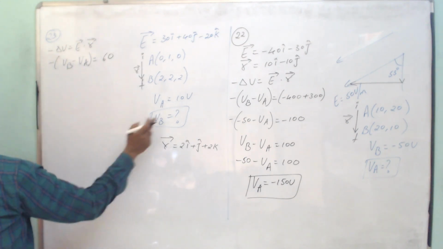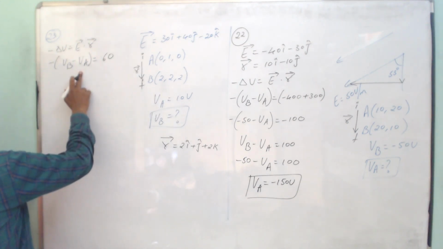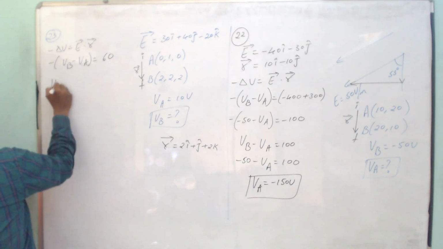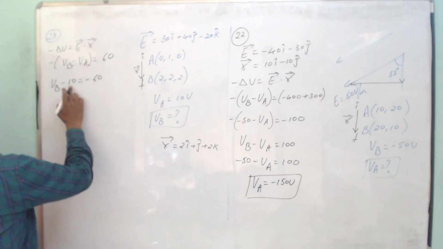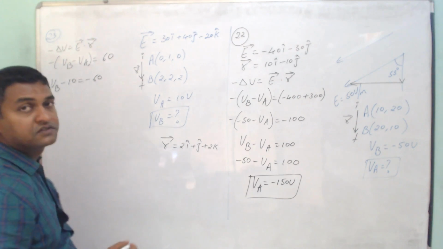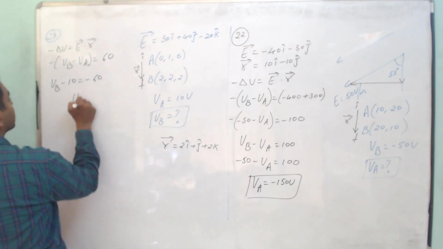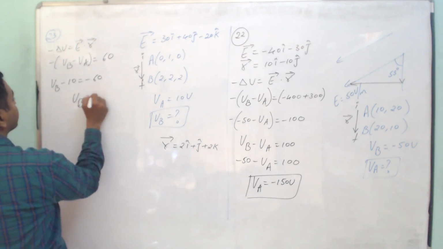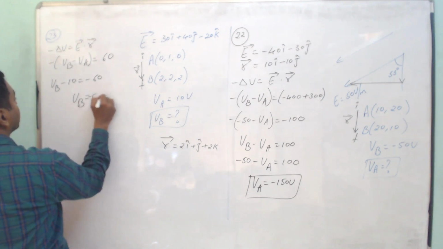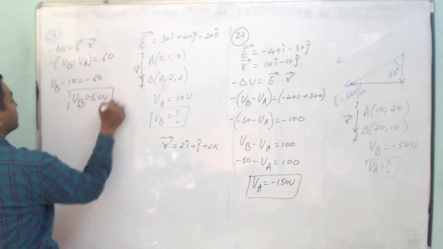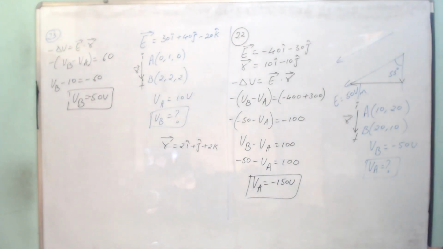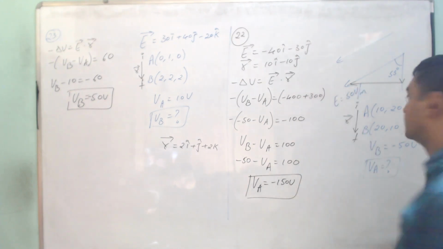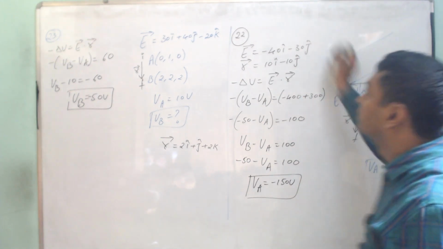Simple. VA is given as 10 volts. Find VB, right? So VB minus 10 is equal to minus 60. I am taking this minus over there. And I substituted VA as 10. So VB is equal to minus 50 volts. Clear? But even if this is 3D and difficult to imagine, we can easily finish it off in 1 or 2 steps. Take it down. I noted it, sir.